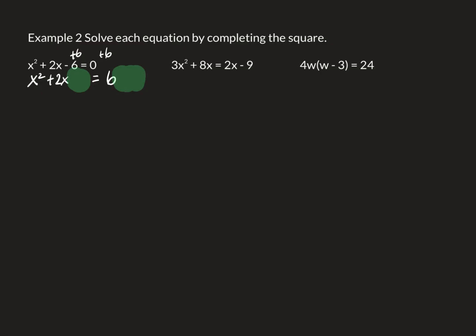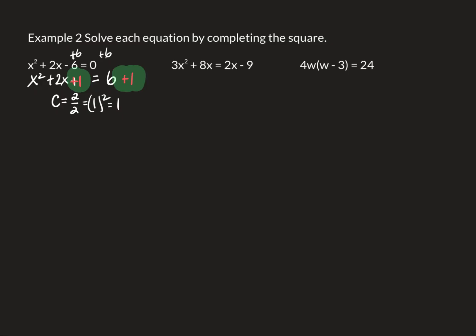We're finding our new C. The new C is what's going to go in that green spot. So to find C, you take B and divide it by 2 and square it. So 1 is my new C. And that's what it says in your steps: divide by 2, square that answer, and add it to both sides of the equation. So I'm going to add 1 to both sides. Okay, that is step 3.